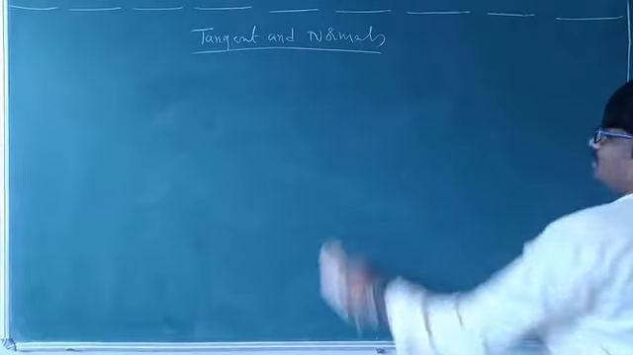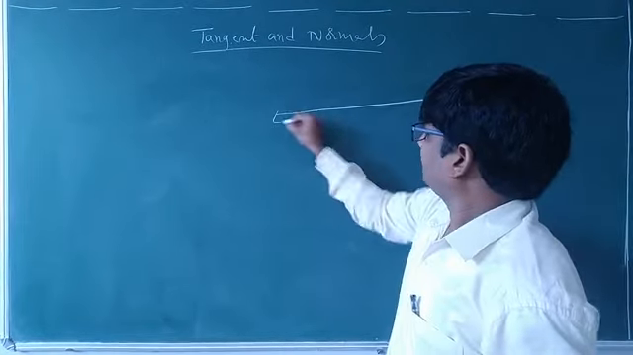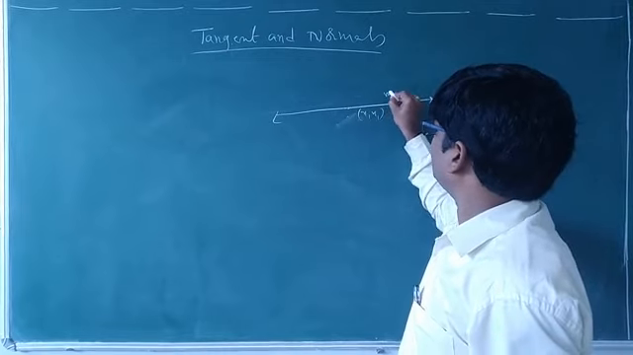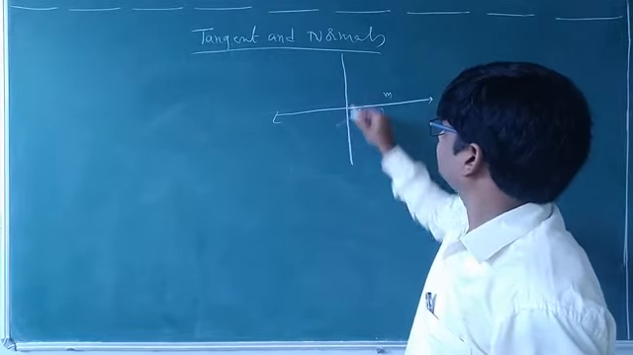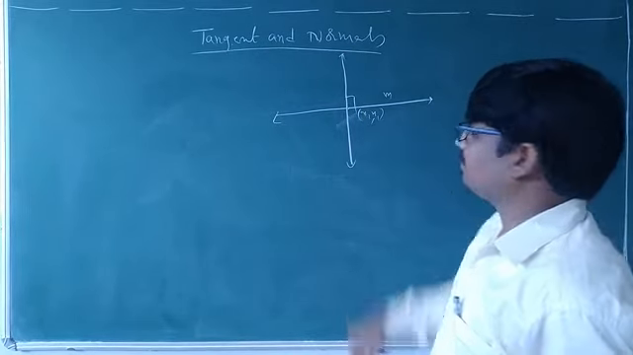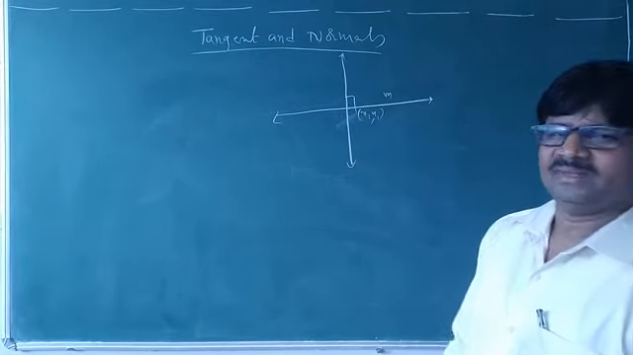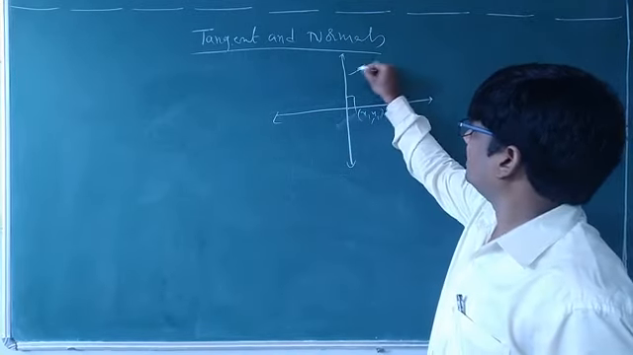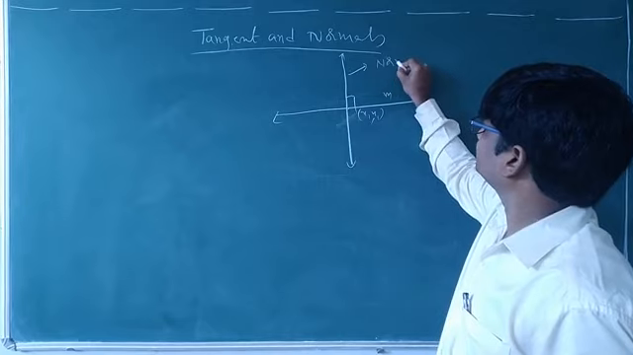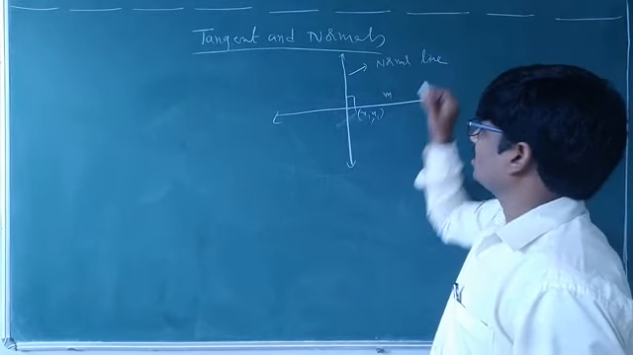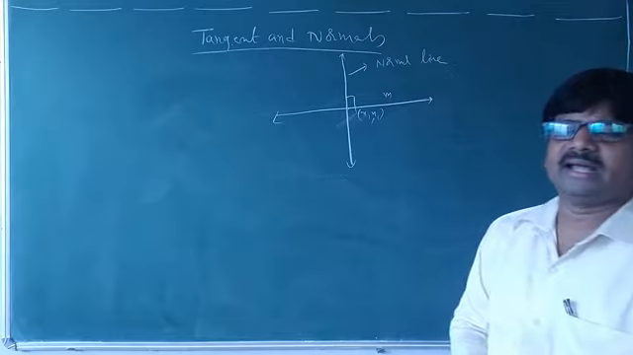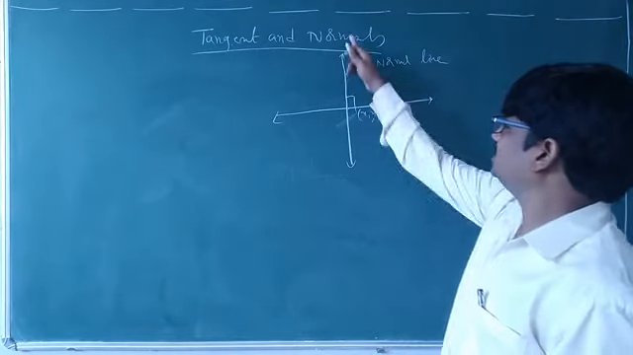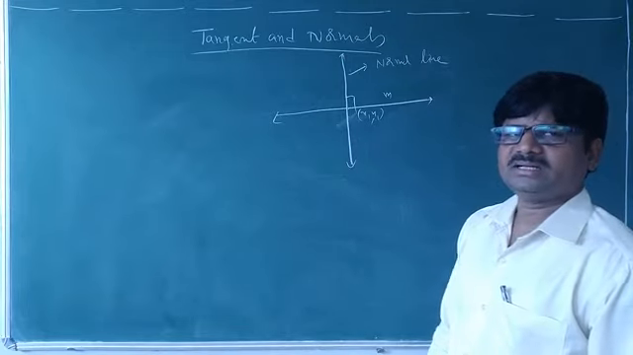Next, it is the tangent line at a point (x1, y1) with the slope m. Now what about this other line? Is it perpendicular or not? A line perpendicular to this straight line means nothing but a normal line. It is a normal line.